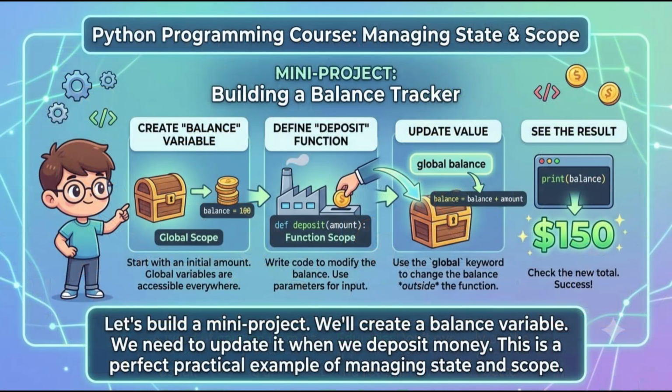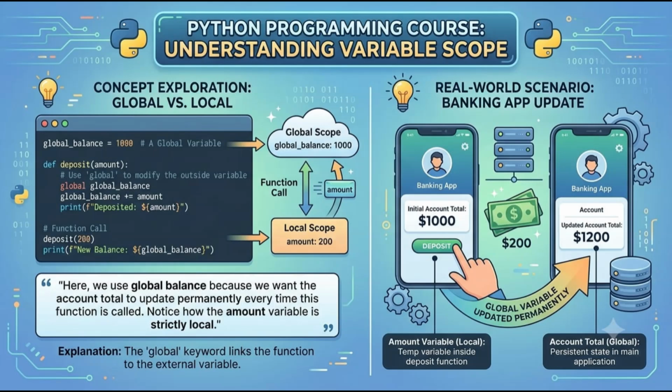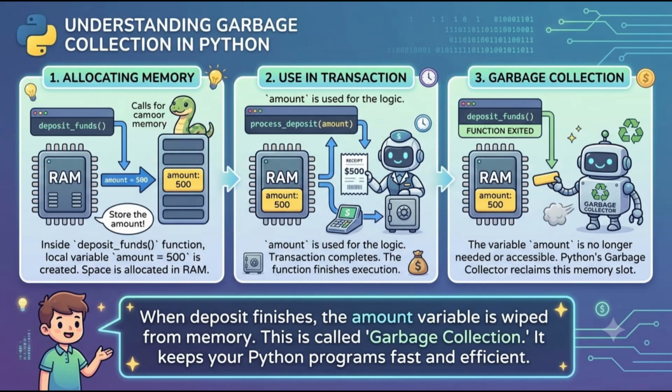Let's build a mini project. We'll create a balance variable. We need to update it when we deposit money. This is a perfect practical example of managing state and scope. Here, we use global balance because we want the account total to update permanently every time this function is called. Notice how the amount variable is strictly local. When deposit finishes, the amount variable is wiped from memory.